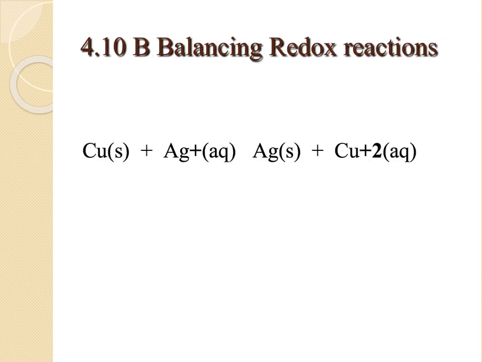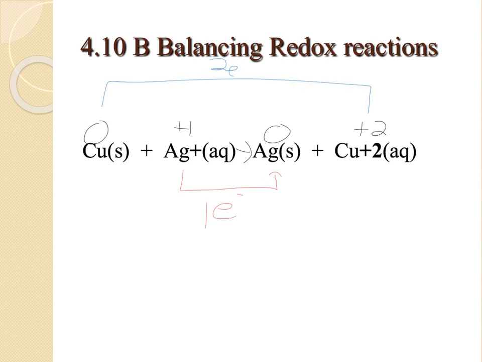Okay, so here's another one. We got 0, plus 1, 0, there's an arrow again missing somehow, and plus 2. So my silver is reduced from 0 to 1. There's 1 electron there. And my copper is oxidized from 0 to 2. 2 electrons there. Those electron transfers are not balanced. We need 2 more down here. So 2 silvers and 2 silvers will give me a balanced reaction.